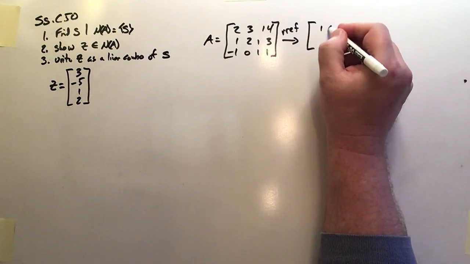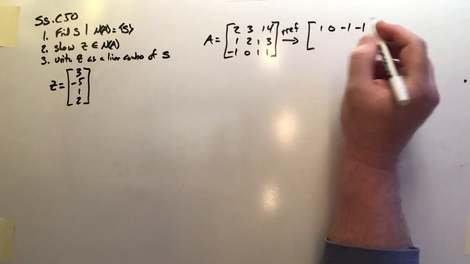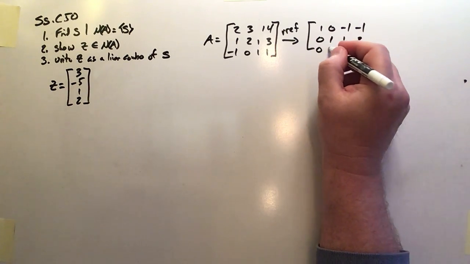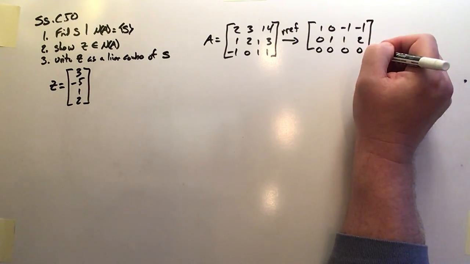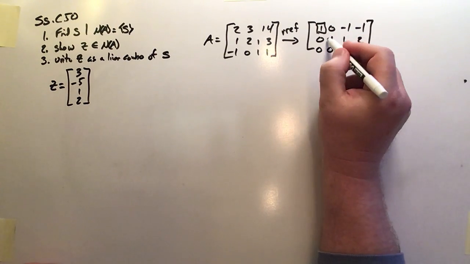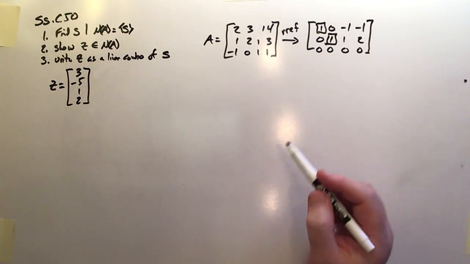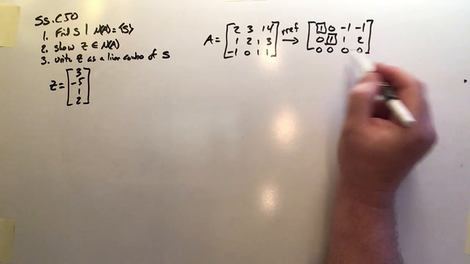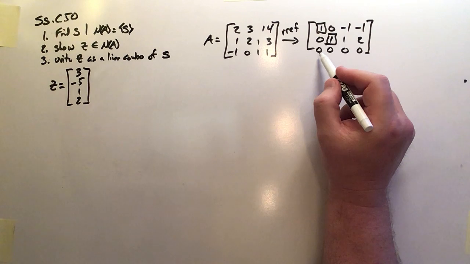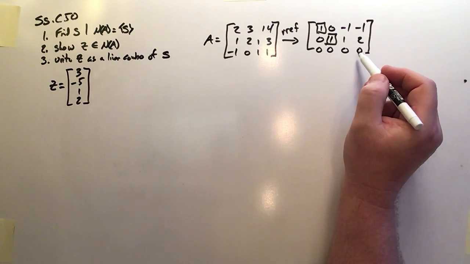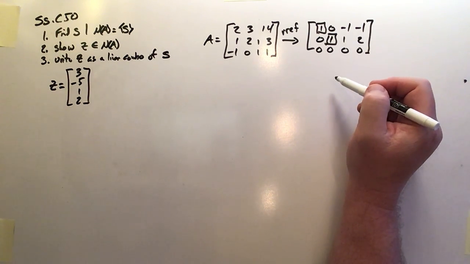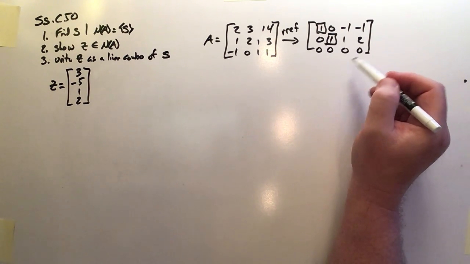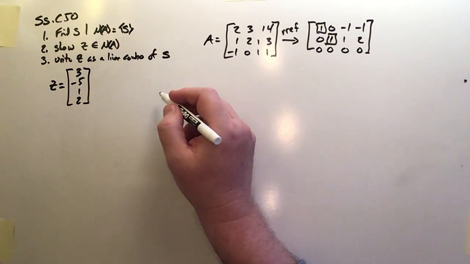So it'll be 1, 0, negative 1, negative 1, 0, 1, 1, 2, and all zeros for the last row. Okay, so I get pivot columns in 1 and 2, so my free variables are 3 and 4. Again, it's very similar to the previous one. I basically want to build the solution to this, and then I'll pull out the vectors that are used to build the solution, because those will be the span. So this is what the solution would look like.